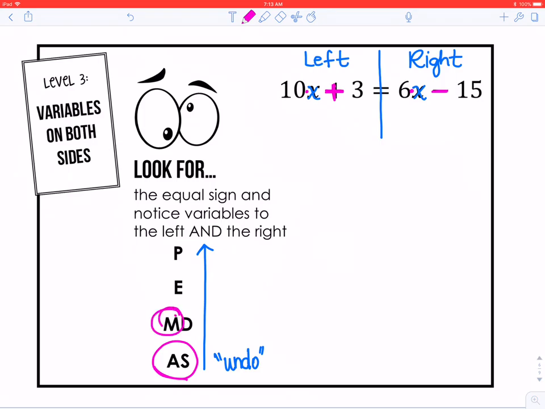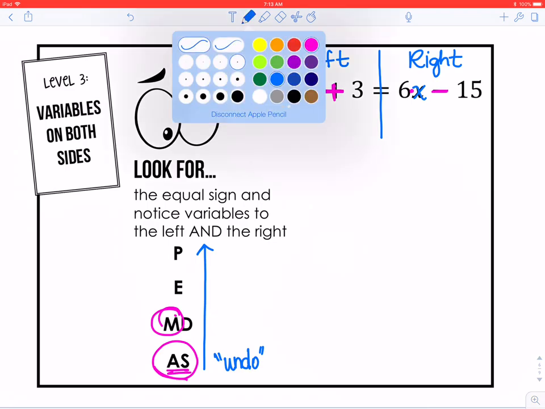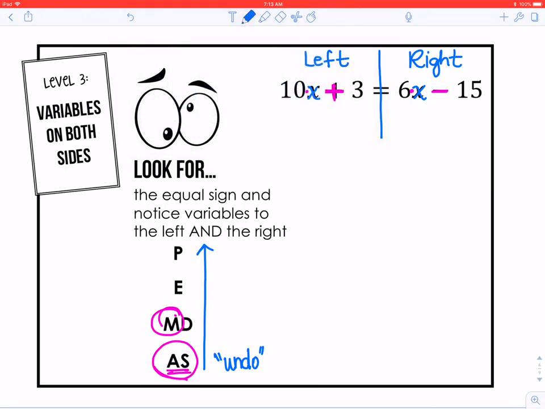So if we are looking at our options, we are going to start with addition, subtraction. You choose. What do you want to undo? You have some options here. You could undo the 3, or you could undo the negative 15. That's your choice. Most people prefer to have their variables on the left side, which means they would want their constants on the right side. And so if that's you, then you would want to undo the addition.